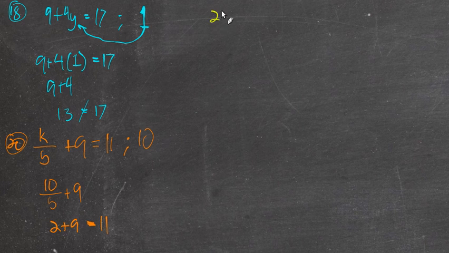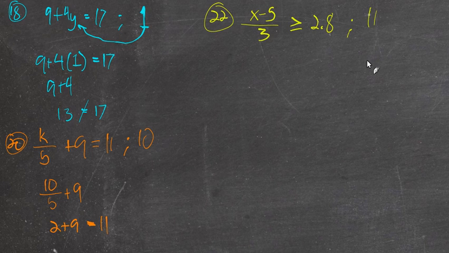Next, 22, and this is not an equation, it's an inequality. So as long as the statement that's being made, when we plug in the number that they give us, is true, then it's a solution. And if not, it's not. Okay, so the number they give us is 11. 11 minus 5 is 6, over 3. 6 over 3 is 2. Okay, so greater than or equal to 2.8.